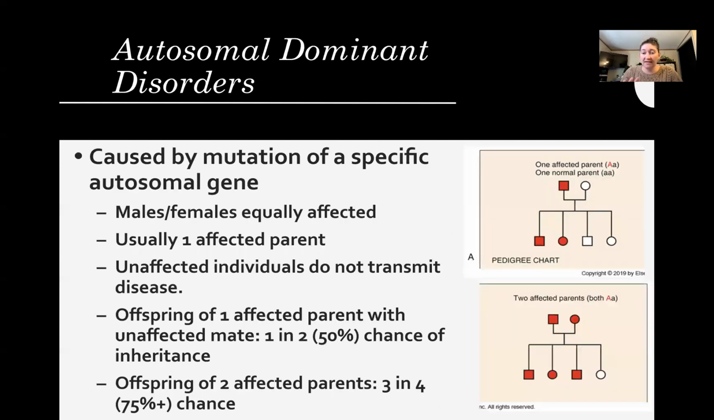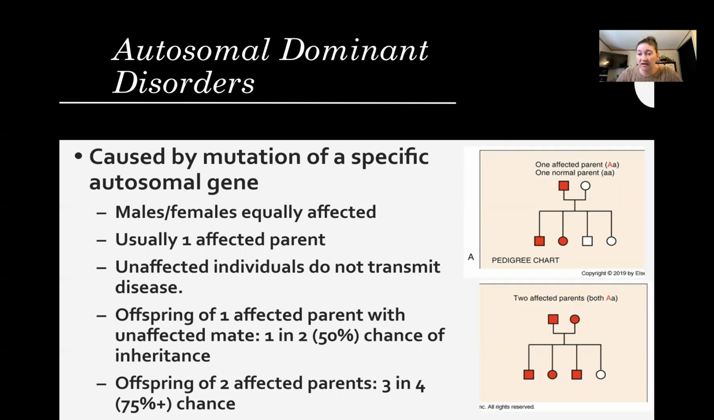So here is a pedigree chart. We're looking at an autosomal dominant disorder. So this is caused by mutation of a specific autosomal gene. Males and females are equally affected. Usually one affected parent. The unaffected individuals do not transmit the disease. And the offspring of one affected parent with an unaffected mate has a 50% chance of inheritance. And the offspring of two affected parents, 3 and 4, has a 75% chance.